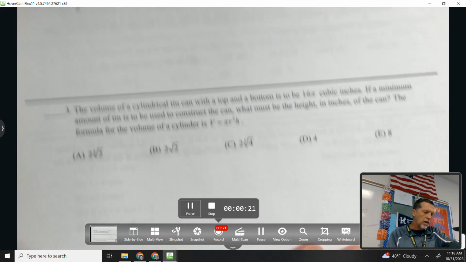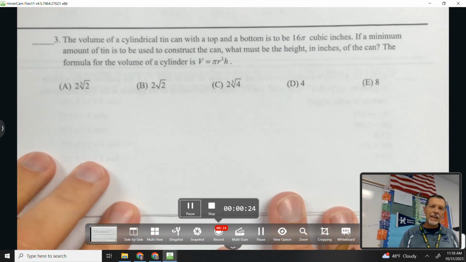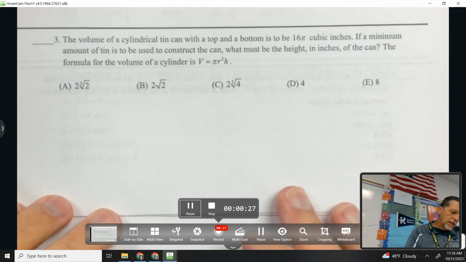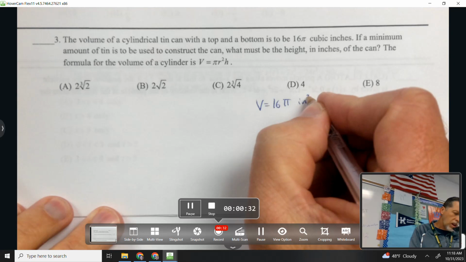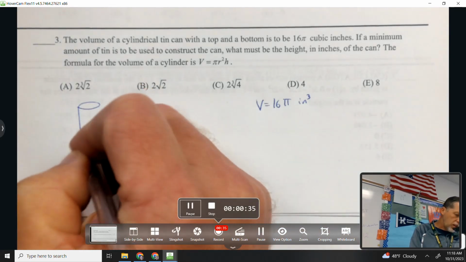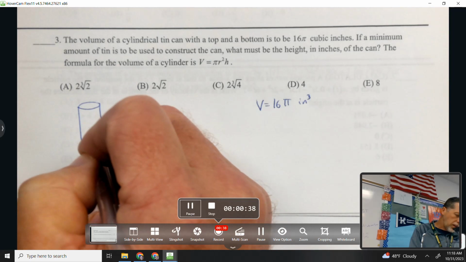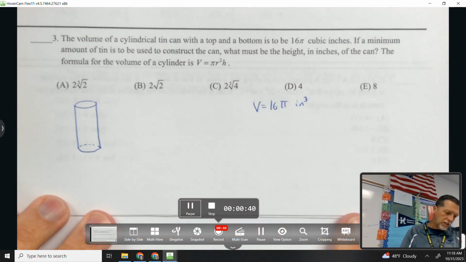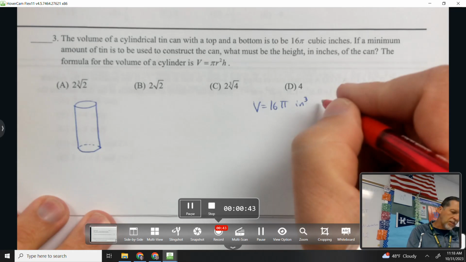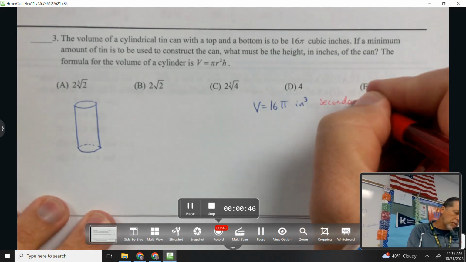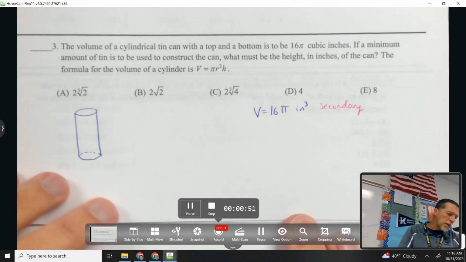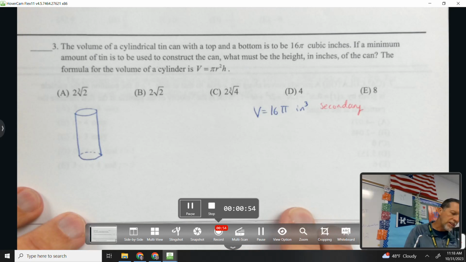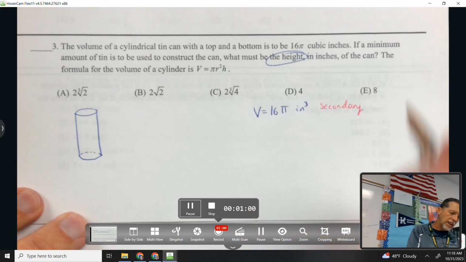All right, number 3. The volume of a cylindrical tin can with a top and a bottom is to be 16 pi cubic inches. There's my can. Volume is 16 pi. That already sounds like a secondary equation because I'm not maximizing or minimizing anything. If a minimum amount of tin is to be used to construct the can, what must be the height in inches of the can? Find the height.